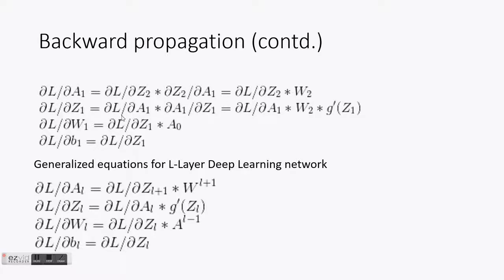Now dou L by dou Z1 is dou L by dou A1 into dou A1 by dou Z1. We have seen dou L by dou A1 as dou L by dou Z2 into W2. So this becomes dou L by dou A1 into W2, and the derivative dou A1 by dou Z1 becomes g prime of Z1. Dou L by dou W1 is dou L by dou Z1 into dou Z1 by dou W1, which becomes dou L by dou Z1 into A0, and dou L by dou B1 is dou L by dou Z1.